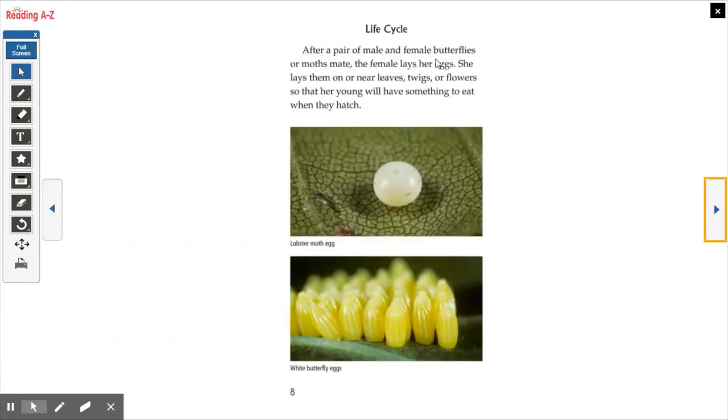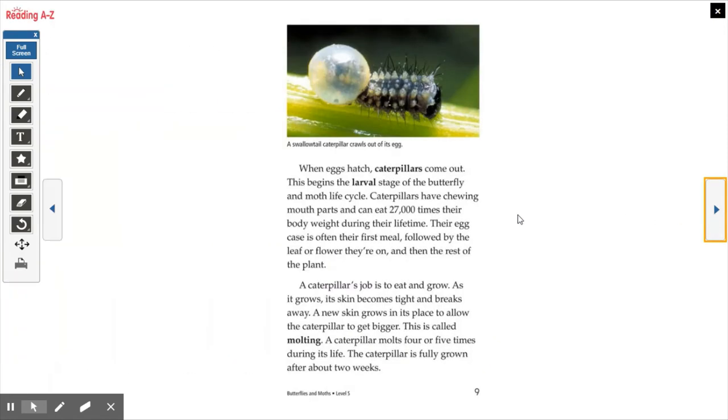Here's their life cycle. After a pair of male and female butterflies or moths mate, the female lays her eggs. She lays them on or near leaves, twigs, or flowers so that her young will have something to eat when they hatch. So here's a lobster moth egg, a moth egg, and a white butterfly egg. So we can already see that their eggs do not look the same, but what did it say here? That they lay them on the leaves, twigs, or flowers. So that's something that's also the same.